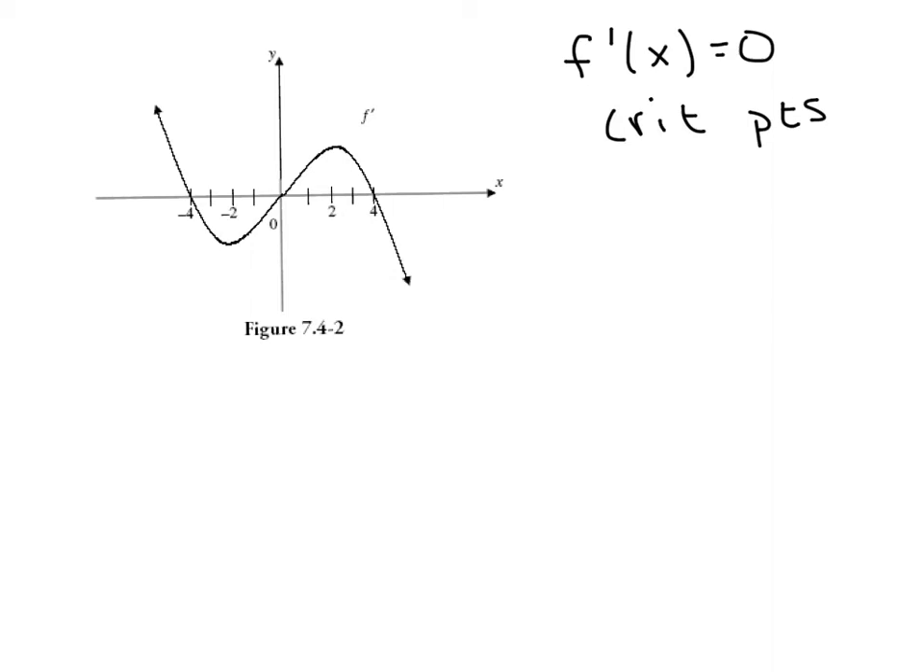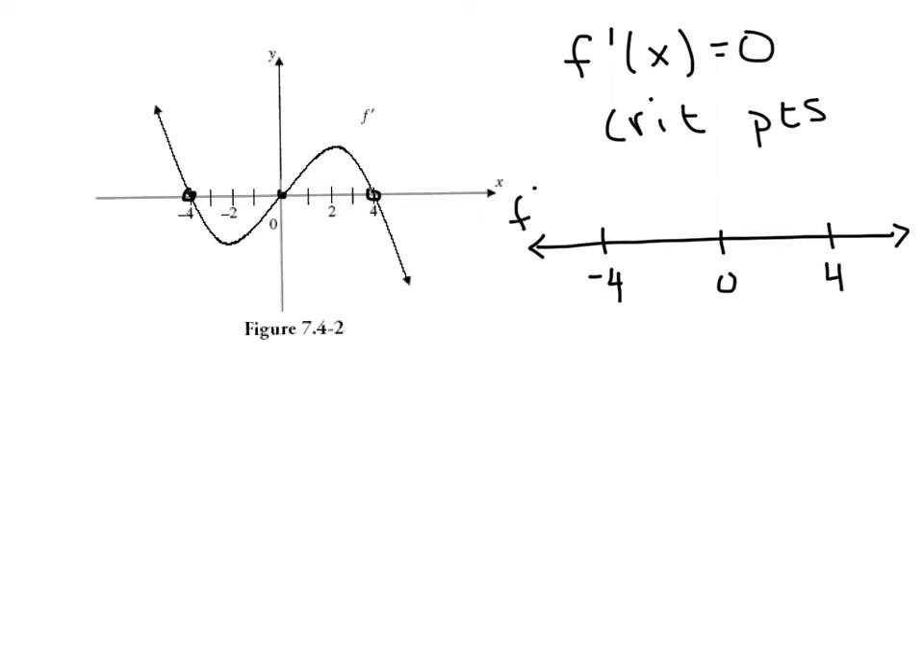Now, in this particular case, f prime always exists, so it's just a matter of figuring out when it's equal to 0. And so I said this sign chart is going to have, let's see, we've got a 0 at -4, we've got a 0 at 0, and then we've got another 0 at +4.